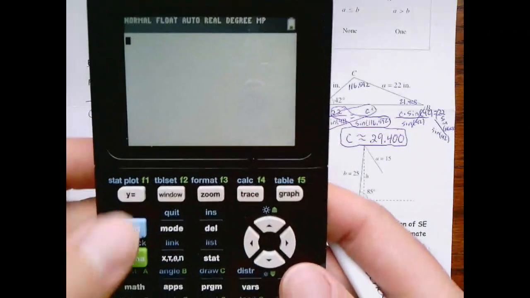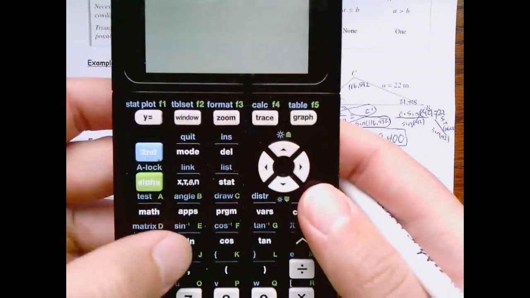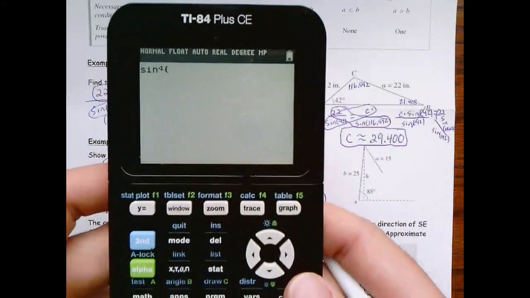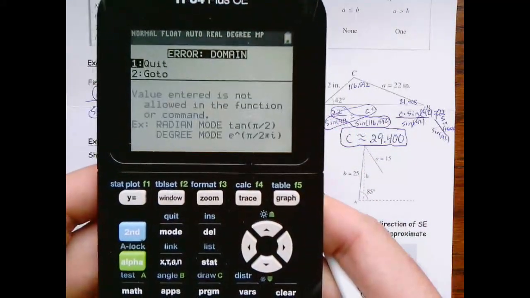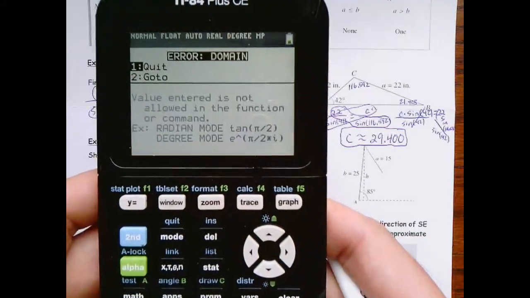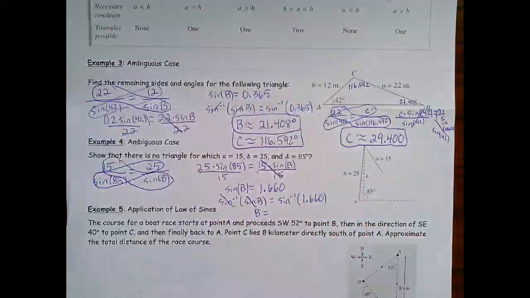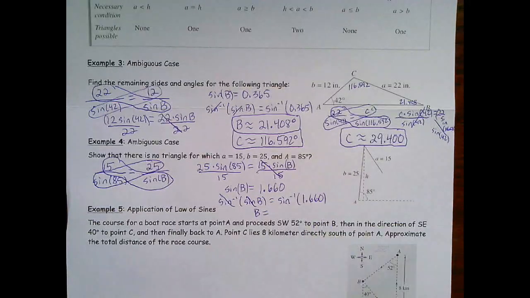So I'll clear off. Let's hit second, and then sine. That gives me the inverse sine. And 1.660. And if I punch it in, error domain. It tells me there's a problem. So there's a problem with the domain, which means 1.660 is the thing that you're putting in. That's the domain. It's not in the domain of inverse sine.